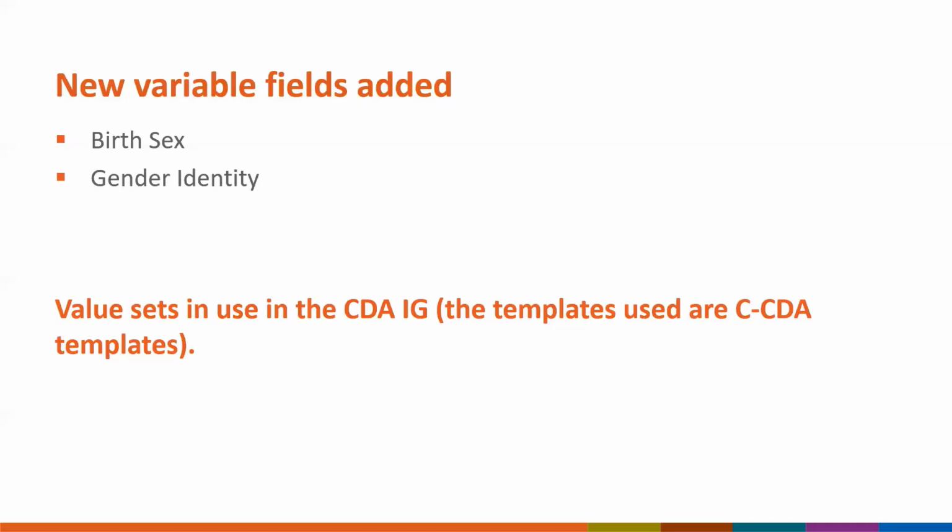Next slide, please. There are two new variables that are being added. The value sets in use for these two new variables are or will be in the CDA implementation guide. The two new variables are birth sex and gender identity. Next slide, please.